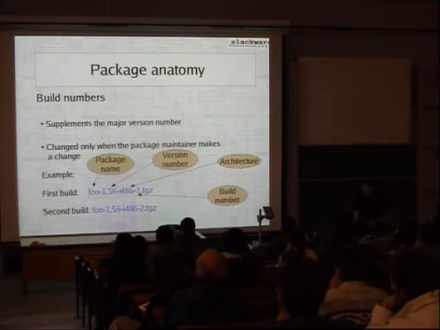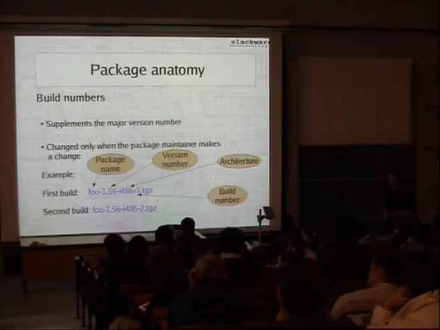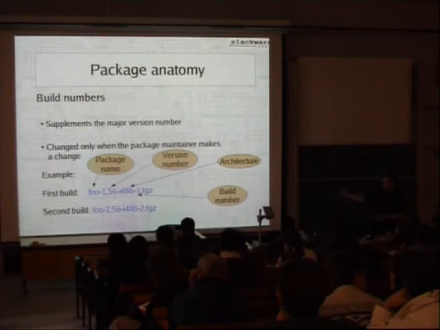So, for example, if I was building a package called foo, version 1.56, the first build will be build 1. Then I suddenly realise I've made a problem in foo.c, so I rebuild it. It's still the same version number of the program foo, but the new build number is 2. So the people who are installing it can differentiate between the two releases of this package.